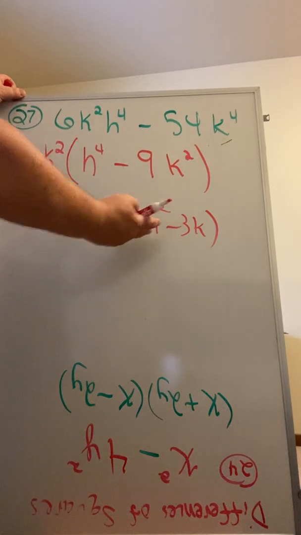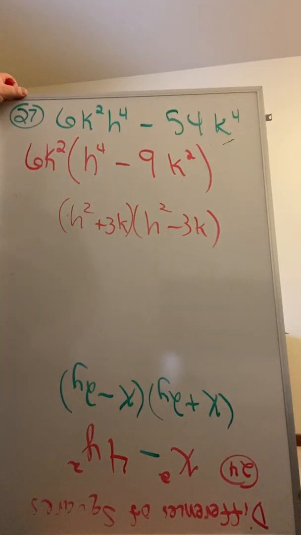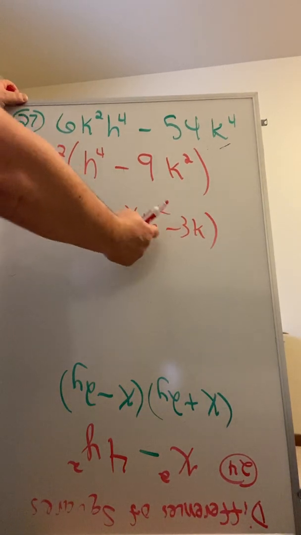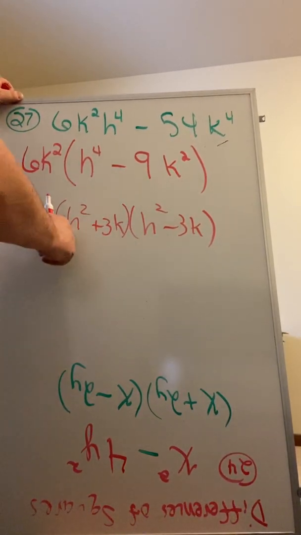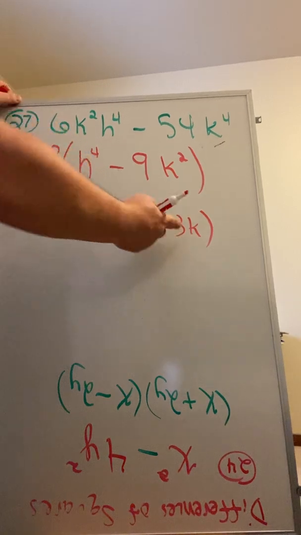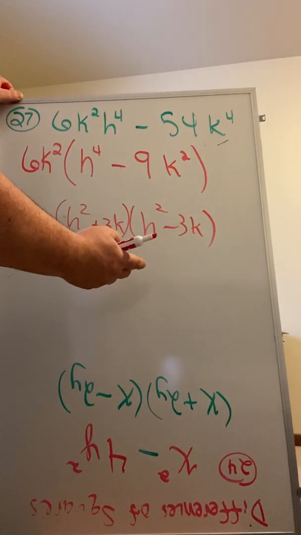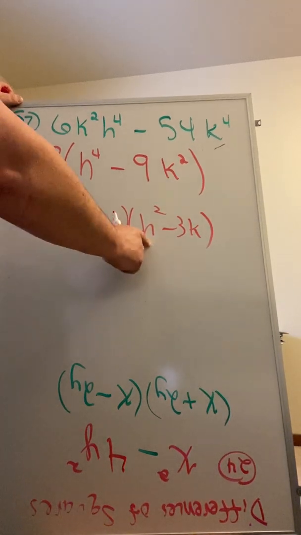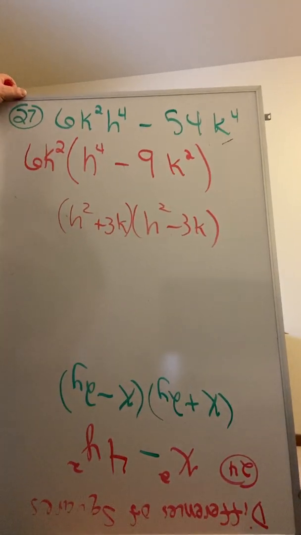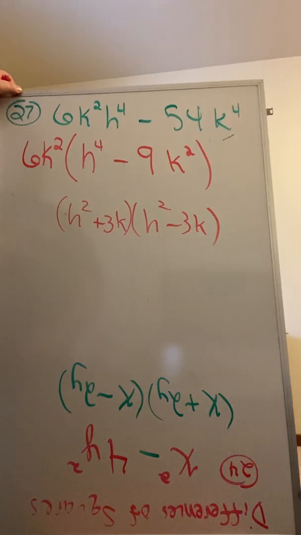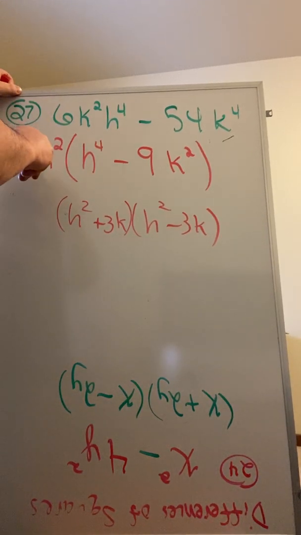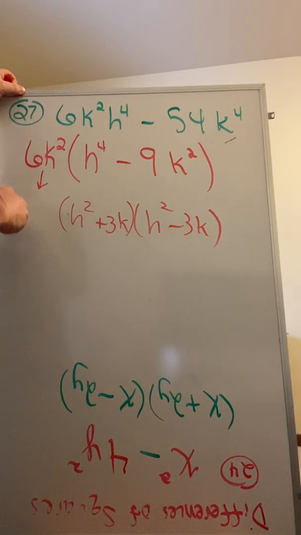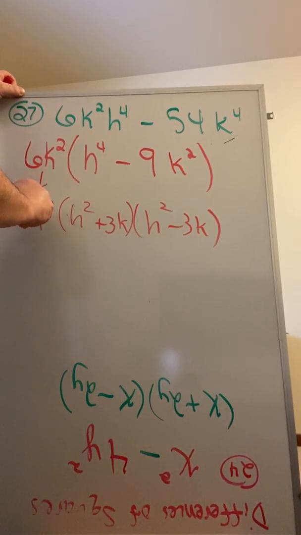Look at this. I've made a difference of 2 perfect squares. h to the second plus 3k, h to the second minus 3k, because h squared times negative 3k is a negative 3h squared k. 3k times h squared is a positive 3k h squared. They cancel each other out. The OI does. Don't forget to bring down the 6k to the second power.